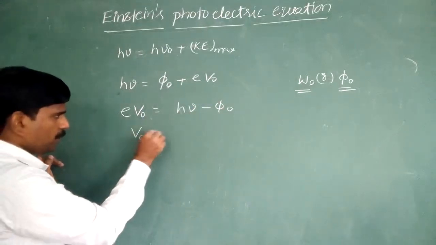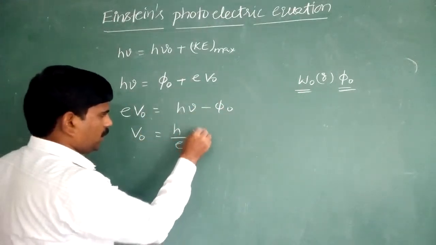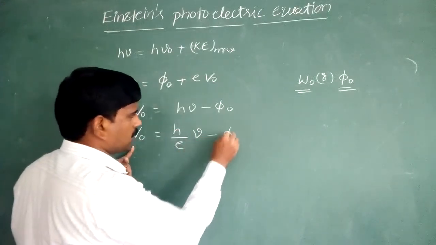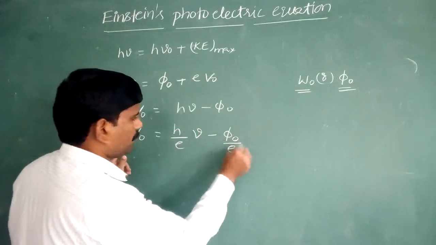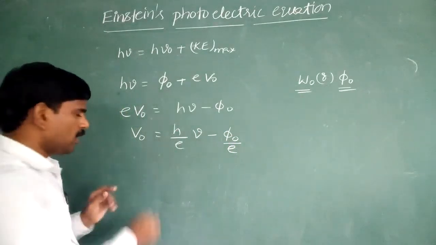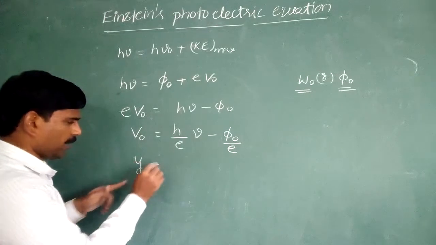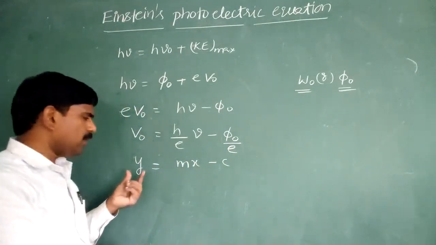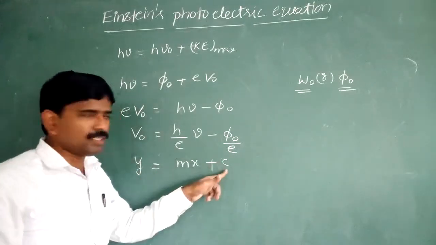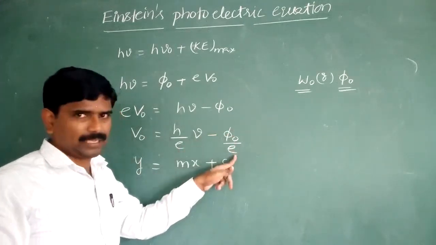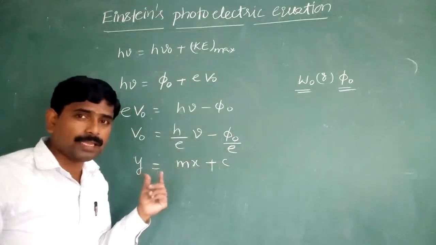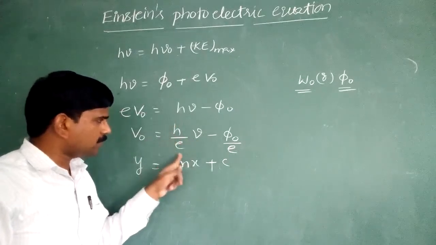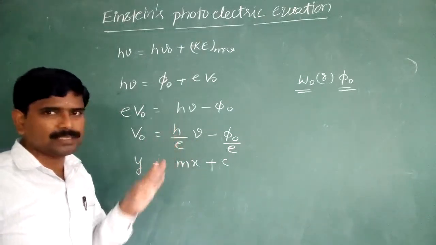From this one, V naught is equal to h by e into nu minus phi naught by e. If you observe, this equation looks like y is equal to mx plus c, where c is equal to minus phi naught by e. c is called the y-intercept. So here the slope is equal to how much? h by e is the slope.